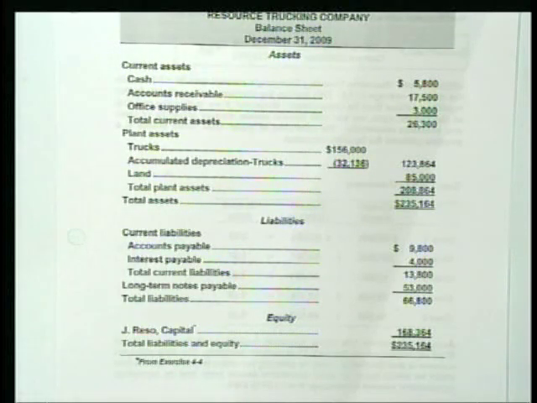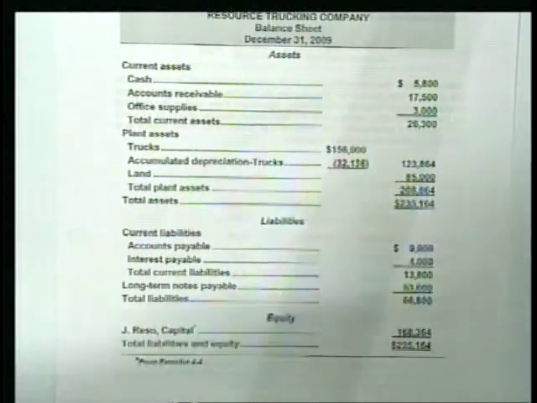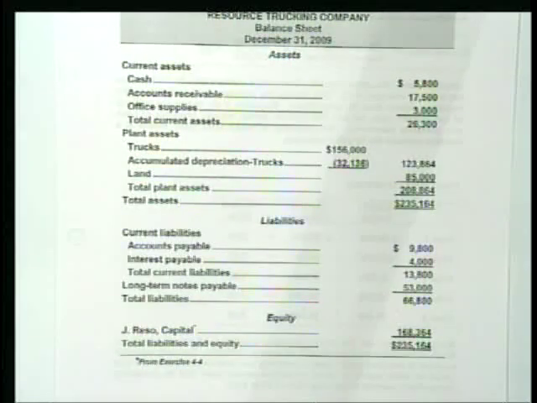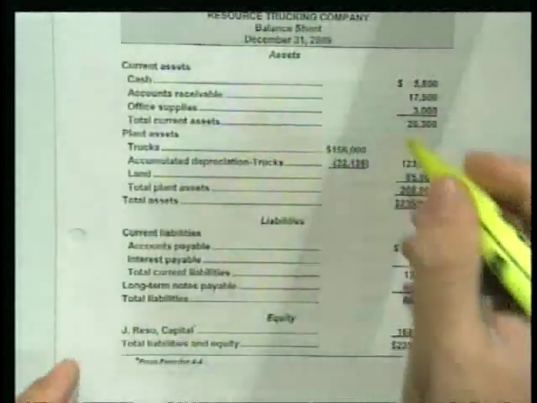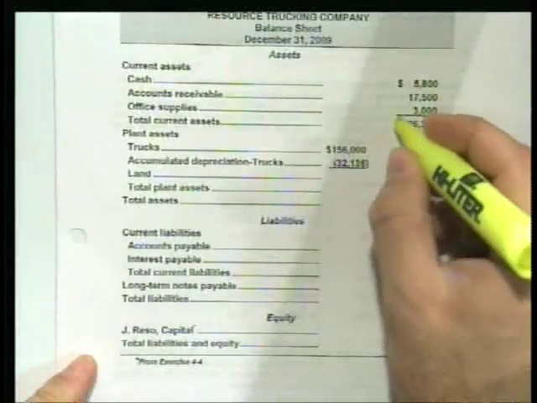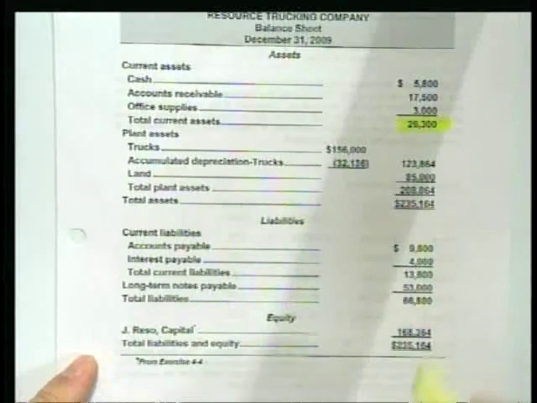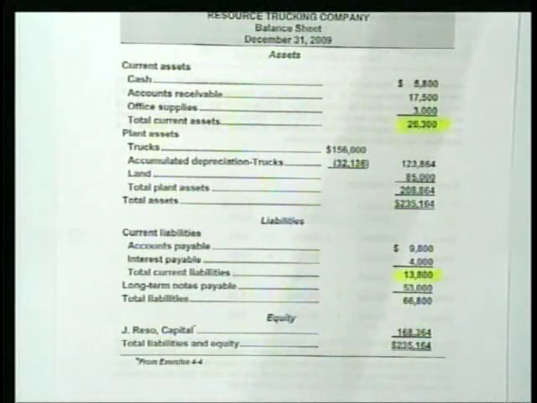You can see that they gave you some important subtotals here of your current assets and your current liabilities, right? And we'll use those in just a minute.